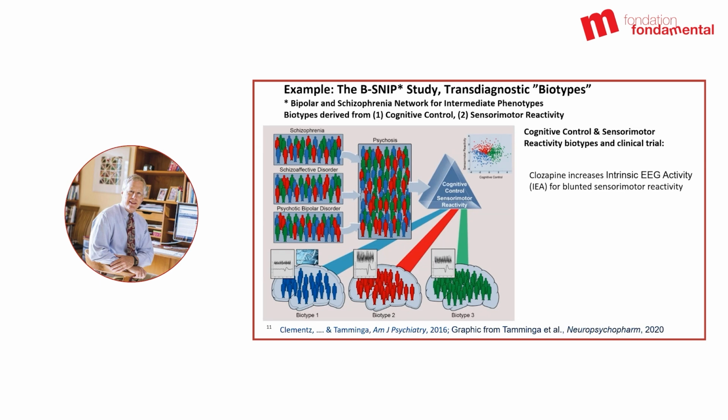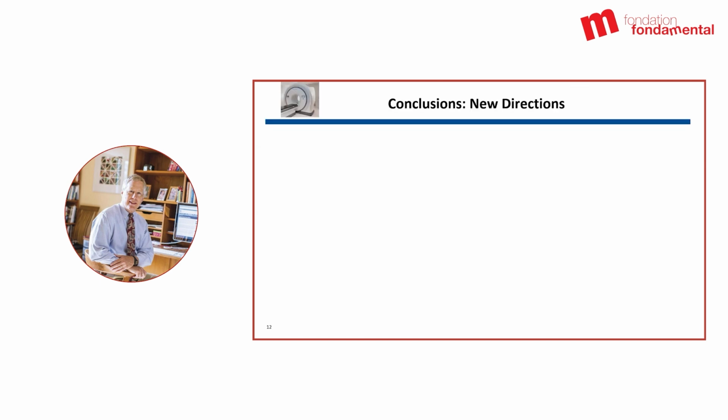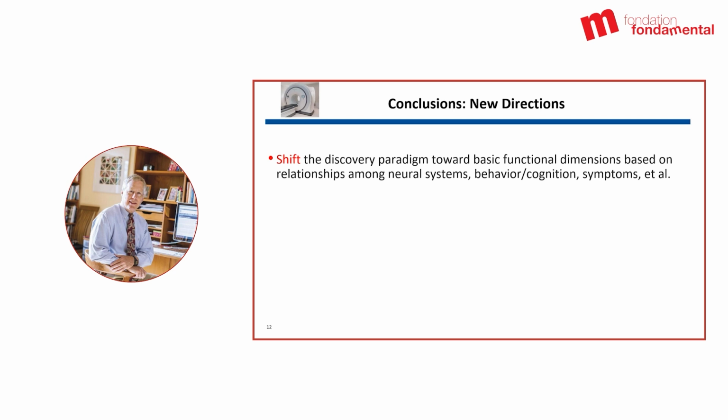I also want to mention, as I go into the last slide for this talk, that these dimensions are very important, because we don't think of those kinds of dimensions in any of these diagnoses, yet we have these new ideas that lead us in many new directions for how to look. So in concluding, what are the new directions here with RDoC? First, the idea is to shift the discovery paradigm toward basic functional dimensions based on relationships among neural systems, behavior and cognition, symptoms, and so forth.